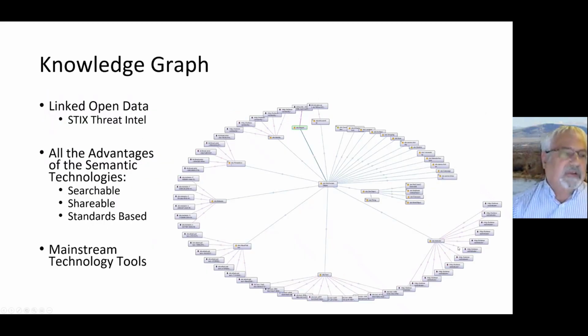So we get a knowledge graph, it's linked open data, has all the advantages of the semantic technologies: searchable, shareable, standards-based, and mainstream tools to manipulate, look up, and query that data.